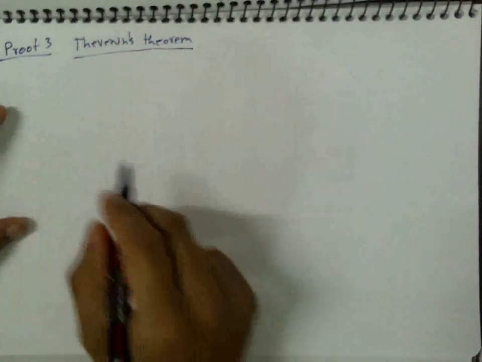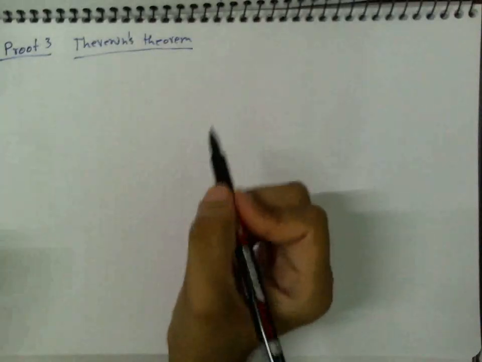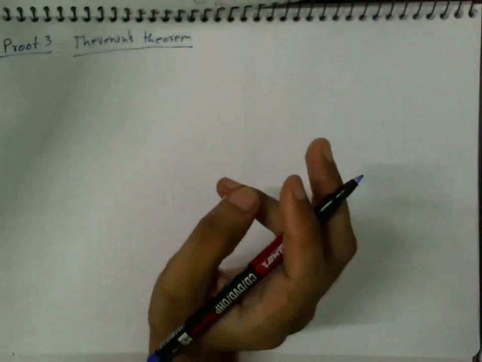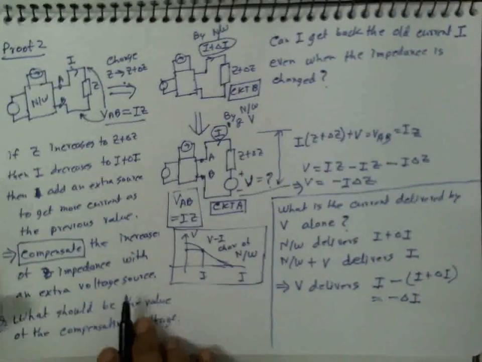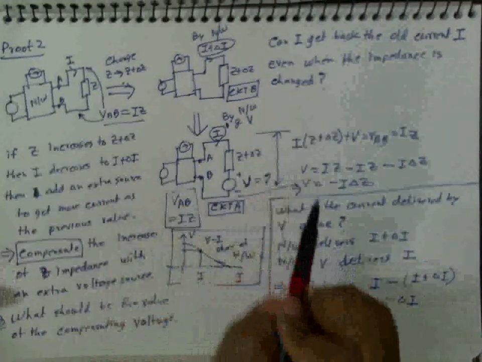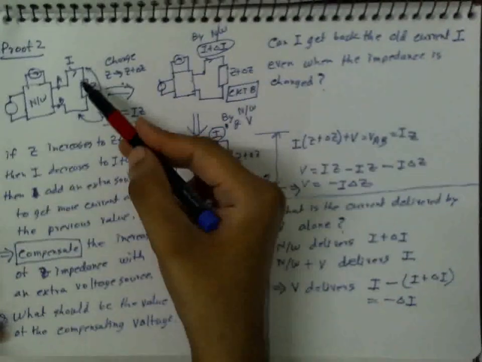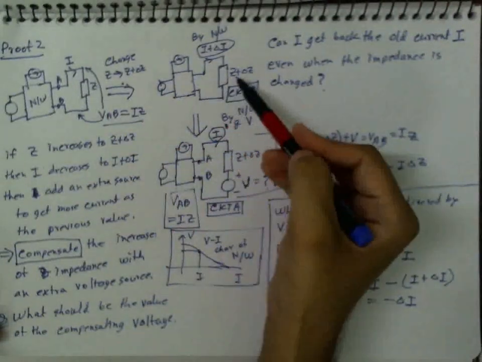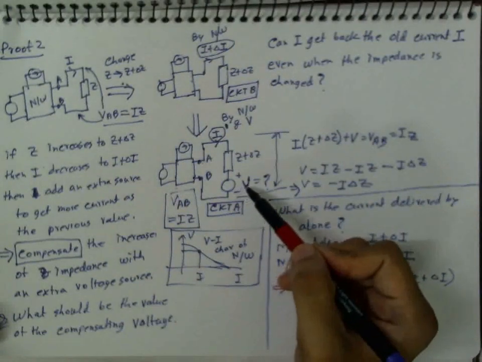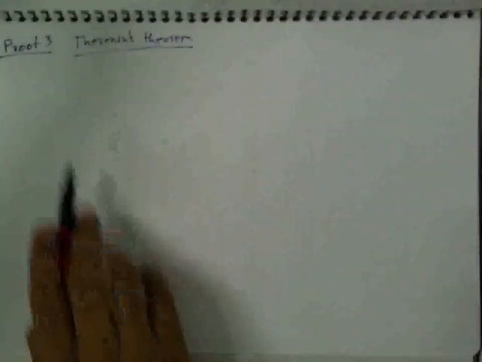Okay, and this is the easiest way to remember the compensation theorem. Okay, good. And the previous proof is actually where the name compensation theorem comes from, because we ask the question: if this current is reduced by the increment of this impedance, can we add an extra compensating voltage to get back the old current? That's it. Now let's come to Thevenin's theorem.